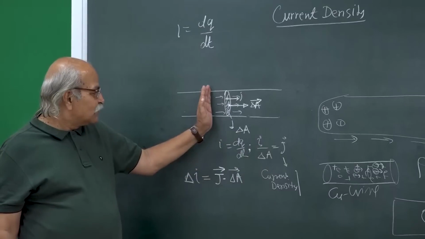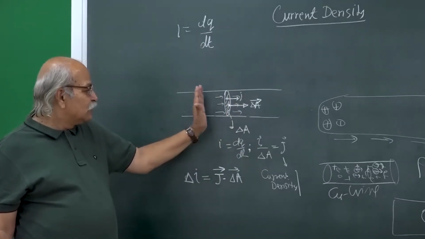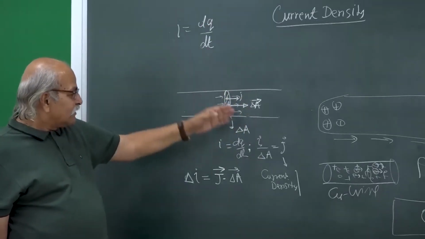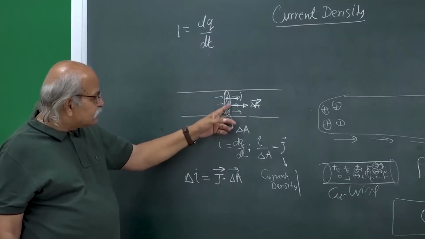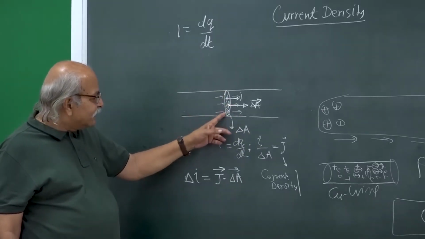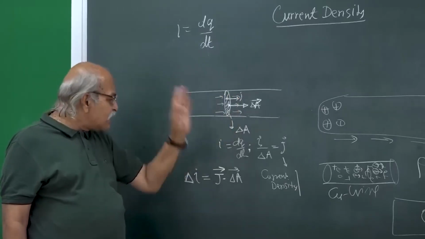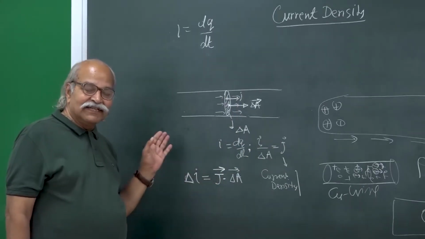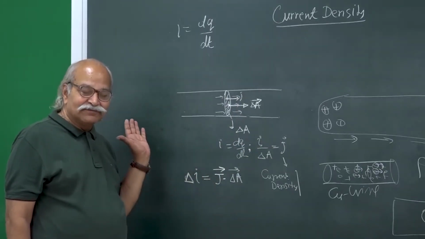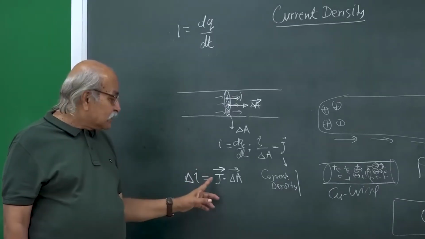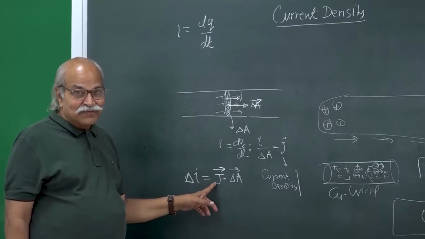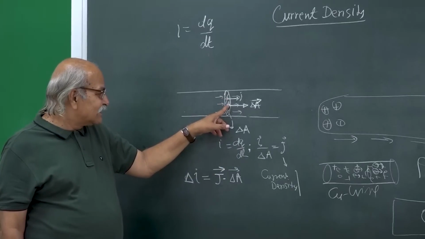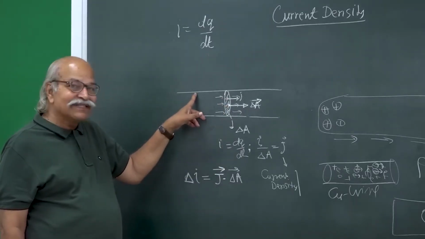This is the current density J, I divided by delta A. I is the current going from this side to that side, that means charge dq going in time dt. Then I divide by the total area through which this current is going, and that is the current density magnitude. The direction of the current density is the same as the direction of the current. Now, this is defined point by point. Here how much is the current density, here how much is the current density, here how much is the current density.